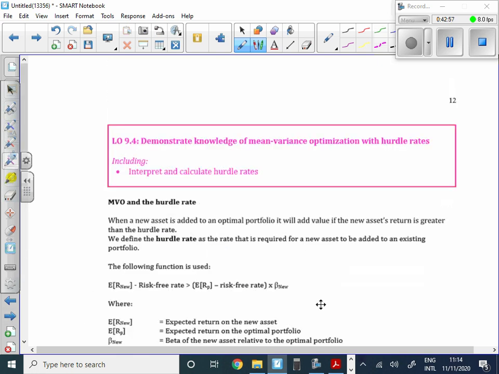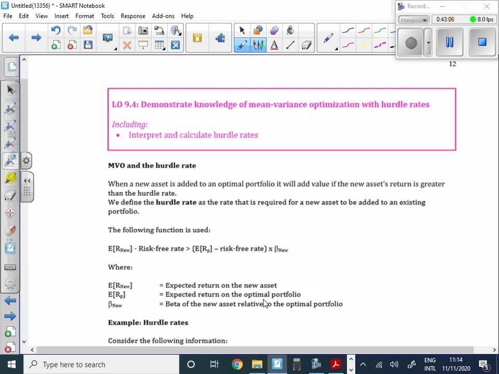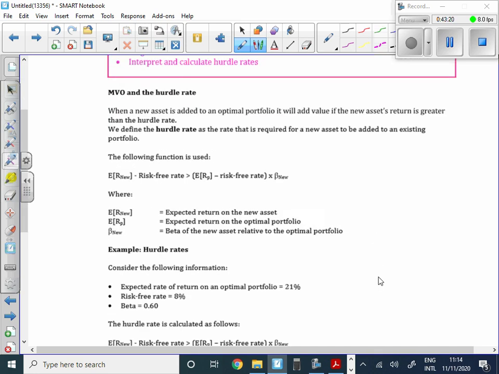Over the page, 9.4, demonstrate knowledge of the MVO with hurdle rates. What are hurdle rates? As soon as I add a new asset to my portfolio, we need to say it will add value if the return on the new asset is greater than the hurdle rate. What is my calculation? I say to myself, the expected return on the new asset less the risk-free rate must be greater than the return on the portfolio less the risk-free rate, times the beta of the new asset relative to the optimal portfolio.